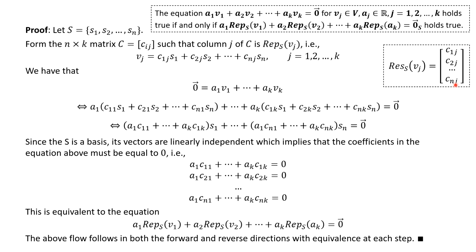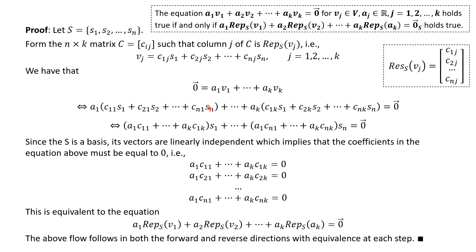And I wrote it here as a column vector. I just took these coefficients and put them in a row here. We'll need to visualize this later on, that's why I'm writing it out like this. So if we start here, these steps are going to go in both directions, because we need to prove if and only if here.